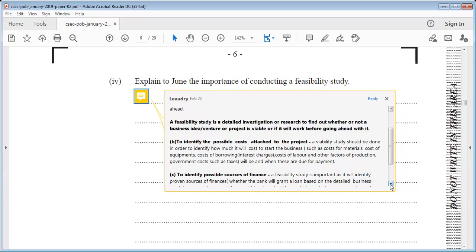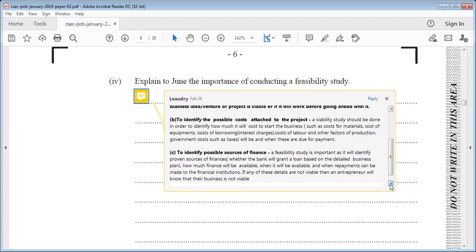A viability study should be done in order to identify how much it will cost to start the business, such as the cost for the materials, the cost of the equipment, the cost of borrowing, how many interest charges would be paid back, what are the factors of production, what's the cost of that, and the government costs such as taxes that the business would have to pay over to, and when these payments would be due. So you ascertain the cost that it involves.